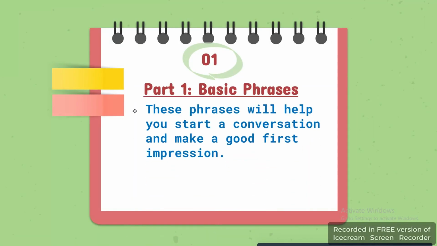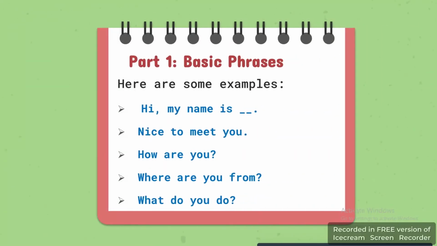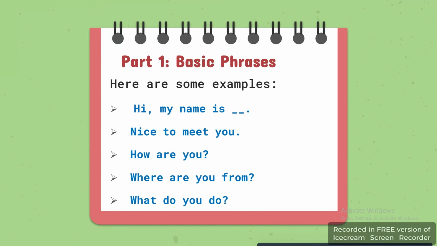The first step towards introducing yourself is to know some basic phrases. These phrases will help you start the conversation and make a good first impression. Here are some examples. Hi, my name is Dash. Put your name in that place. Nice to meet you. How are you? Where are you from? What do you do?